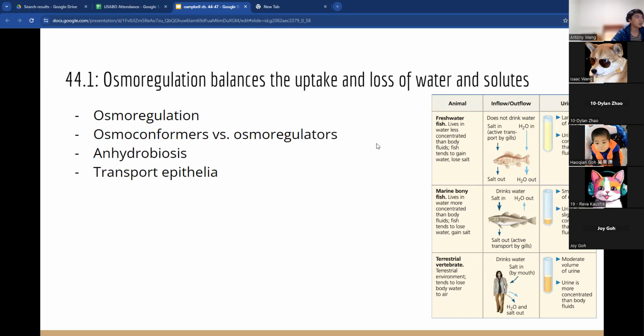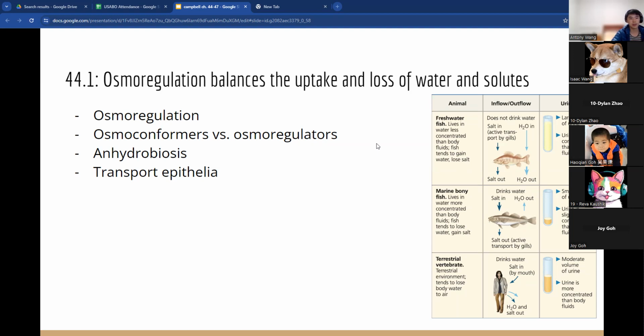So, osmoregulation is controlling the concentration of solutes in your body. So keeping your sodium, potassium, calcium, the levels of different ions and all kinds of solutes within your blood and your interstitial fluid. You're maintaining a certain ratio between them, right? And animals can either be osmoconformers or osmoregulators.